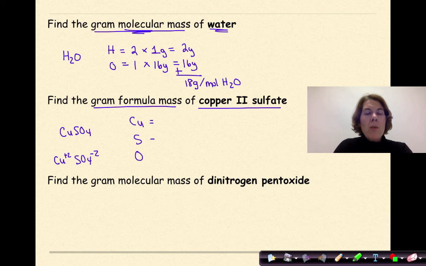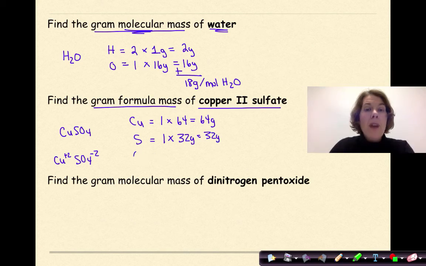If I look at my formula, I know that I have 1 copper with an atomic mass of 64. For sulfur, I have 1 sulfur times an atomic mass of 32 grams. So 1 times 32 is 32. And for oxygen, I know that I have 4 oxygens, each with an atomic mass of 16. So 4 times 16 is 64 grams. So when I add these all up, I'm going to get 160 grams per mole.